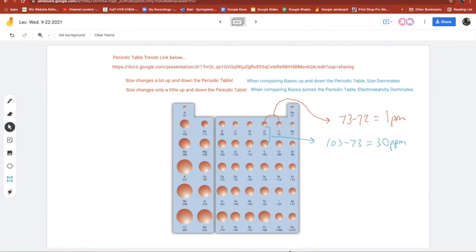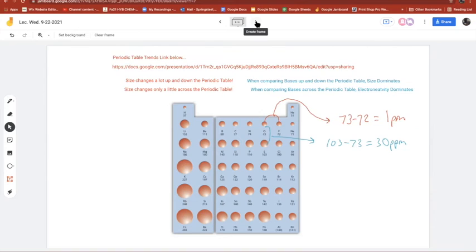Okay, and I had a question maybe. Let me see, left and right. You said on the other one that size changes only a little, the second point. The size changes only a little. Oh, thank you. Across. Across periodic table. Okay, there we go.